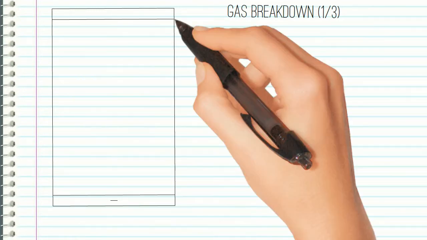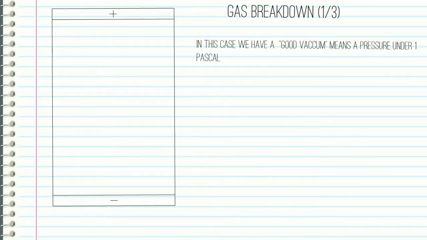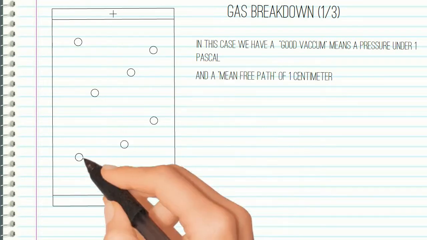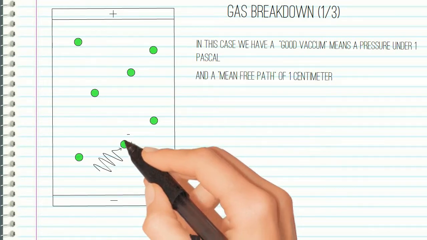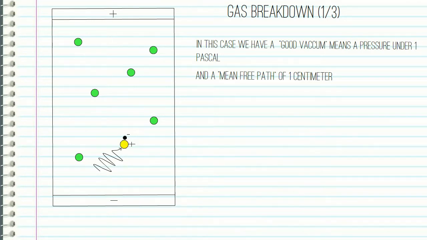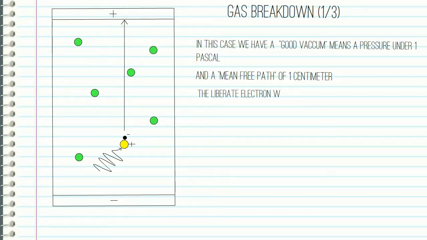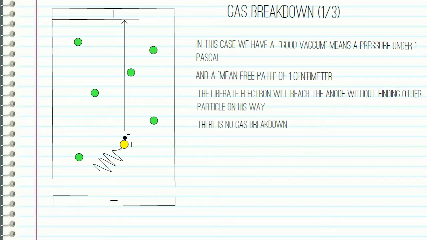Take a simplified model of a vacuum bottle with a cathode and an anode separated by 1 centimeter. In this case we have a good vacuum, meaning a pressure under 1 Pascal, and a mean free path of 1 centimeter. If one of the particles is excited, it becomes ionized and liberates an electron. The electron accelerates toward the anode. The liberated electron will reach the anode without finding other particles on its way. There is no gas breakdown.